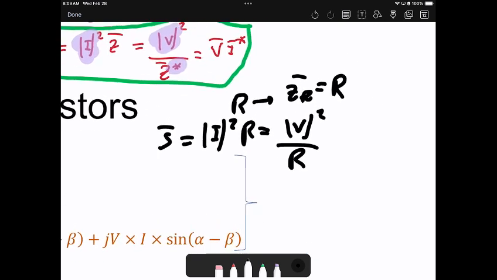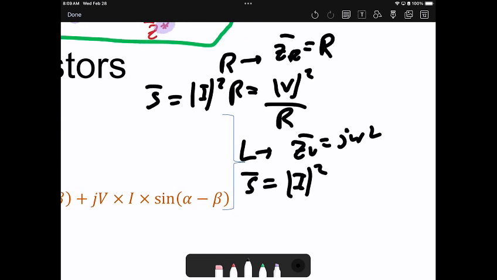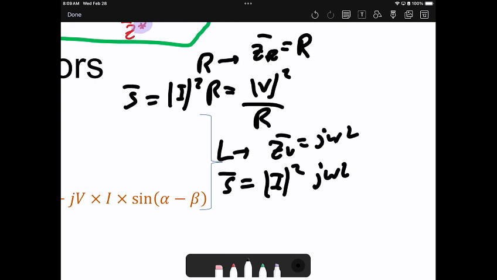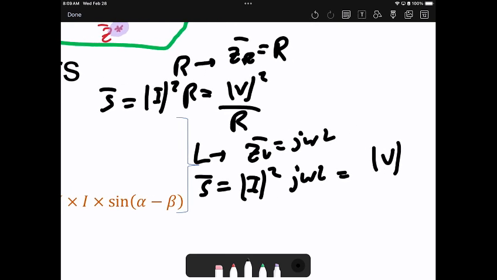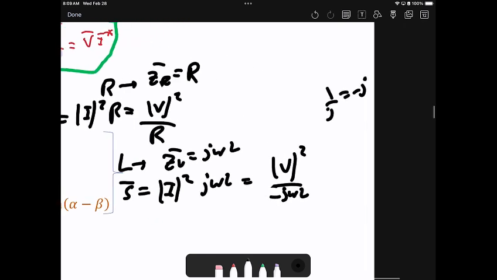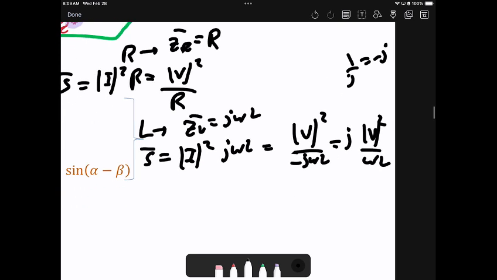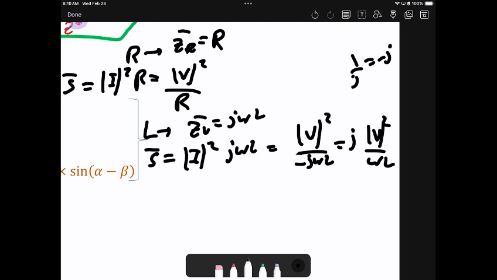Then whenever we have an inductor, Z inductor will be j omega L. Then S bar will be I squared as a magnitude times j omega L, or it can be V squared over j omega L conjugate, which means put negative j omega L. And we know 1 over j equals negative j. So 1 over negative j will be j. So it will be j V squared over omega L. That's for the inductor.